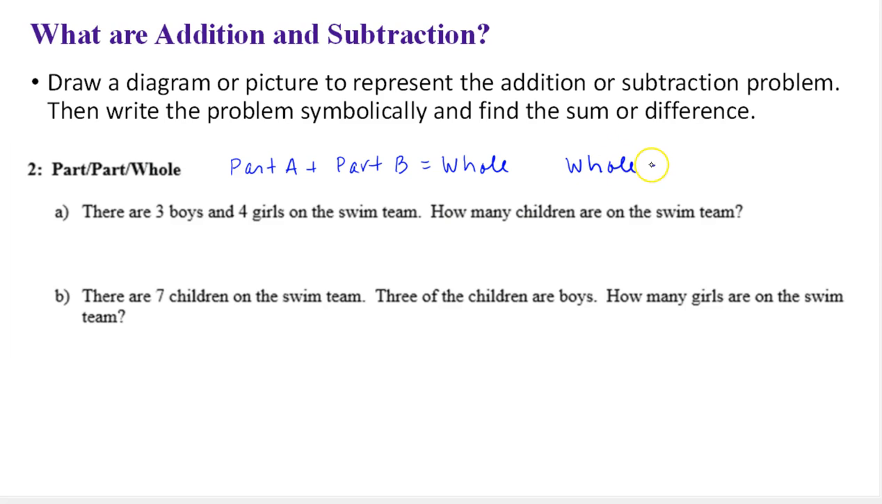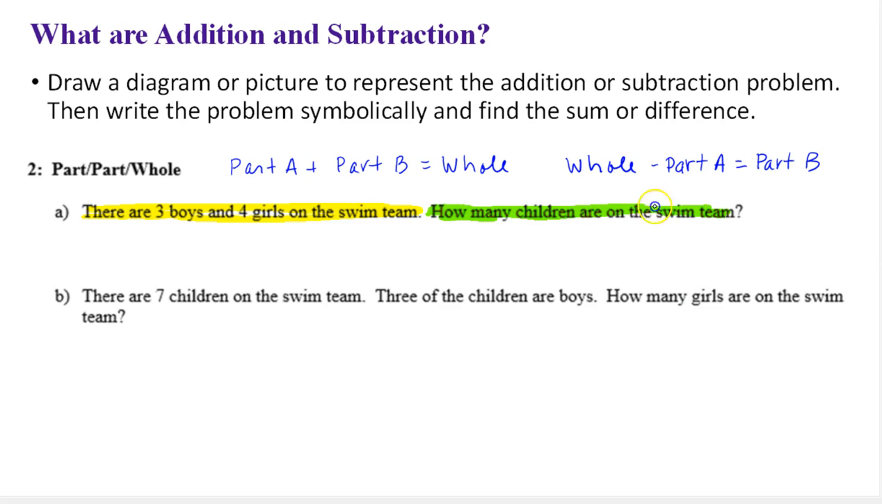So we can take the whole and subtract part A, it could be part A or part B, it doesn't really matter. And you could find the missing part. So let's see how this works in these problems. So there are 3 boys and 4 girls on the swim team. So that's given information. And we're asked how many children are on the swim team. So this is our goal.